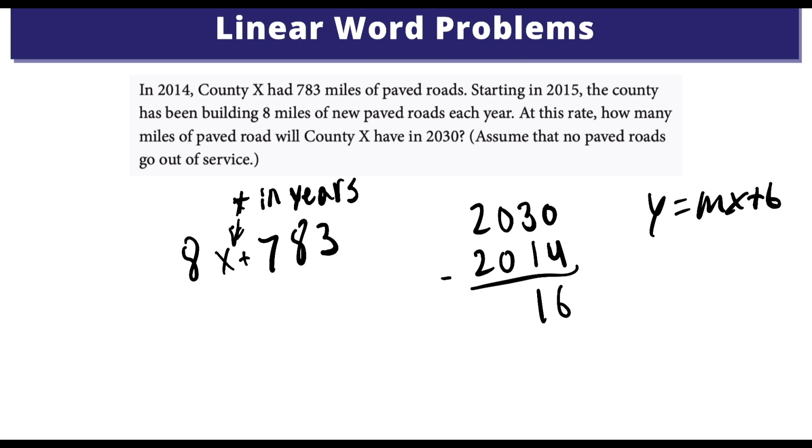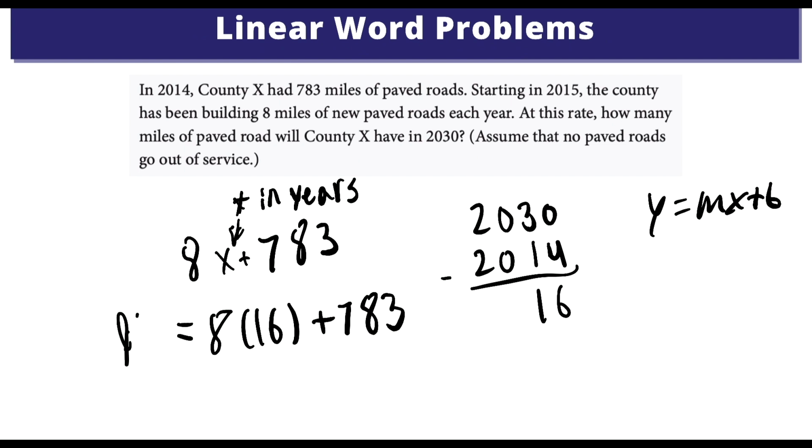Okay, so we have 16 years, so 8 times 16, plus 783 will give us our value. And then we'll get 911. 911, guys.